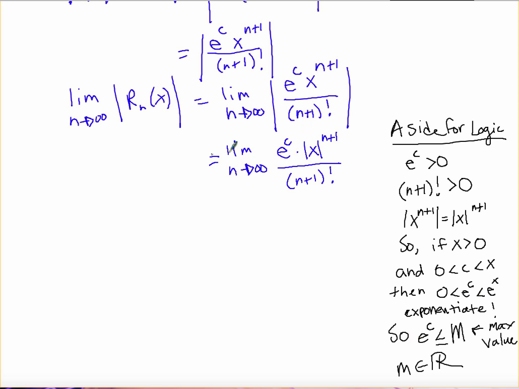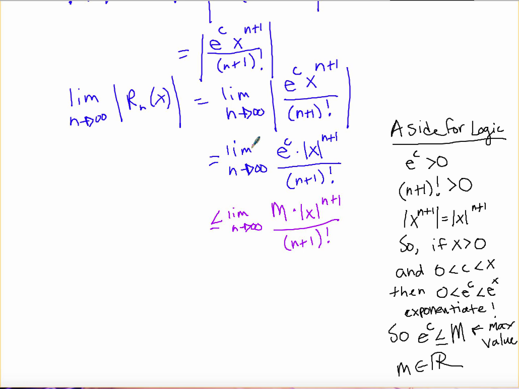Well, I can say that at least, while I might not be able to calculate the limit as n approaches infinity of all this, because I don't know what c is, I can, however, say that all of this has to be now less than or equal to the limit as n approaches infinity of my max value times the absolute value of x to the n plus 1 divided by n plus 1 factorial. Now, how do I know that it's less than? Well, because I know that M, my max value, is greater than or equal to e to the c. So if I replace e to the c with M, the result is also going to have to be greater than or equal to this original.